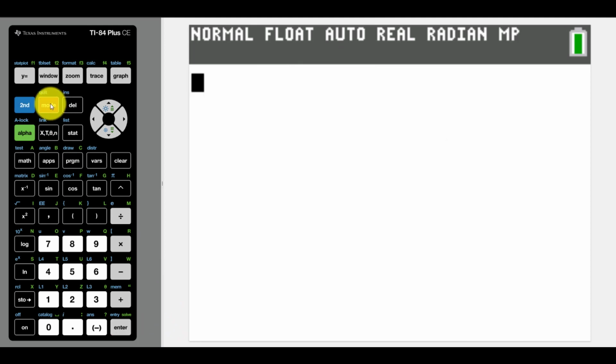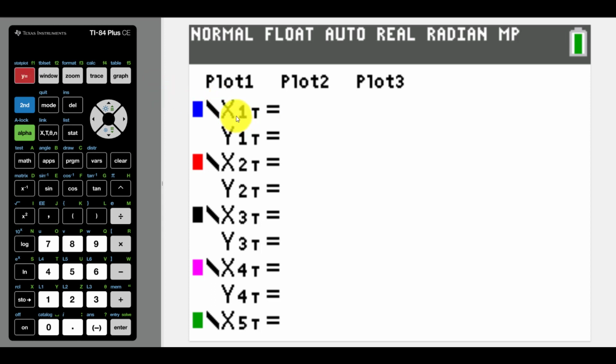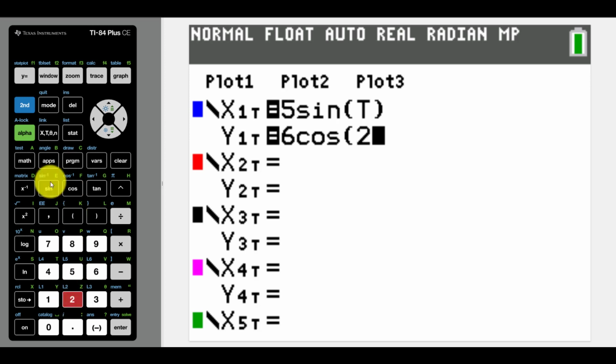Then we can quit. And if we hit y equals where we normally go to graph, we now see pairs of x and y. That's where you put your parametric equations. So if I want to graph the parametric equation x equals 5 times sine of t, we can type that. Notice to get the variable, I'm just hitting this X,T,theta,n button. And we can make y equal to, how about 6 cosine of 2t?